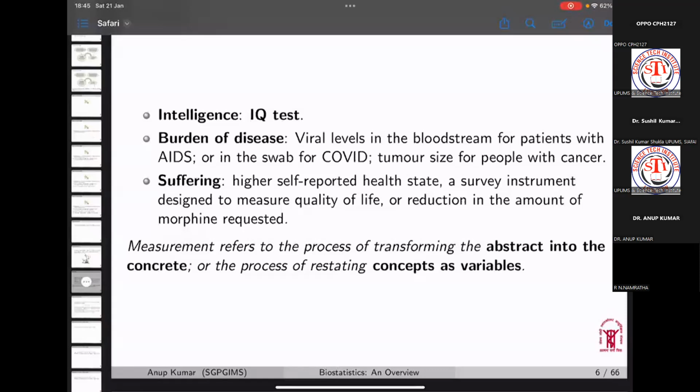So burden of the disease is also a concept; how we can assess what is the burden of the disease in that particular patient. At the time of COVID, we all remember the CT value used to assess that. How can you measure the suffering? Measurement refers to the process of transforming the abstract into the concrete, or the process of restating a concept as variables. So this is a very strong statement that whenever we follow a research question, we are in the process of doing measurement. You should always keep in the back of your mind that you are converting the concept into the form of a variable.